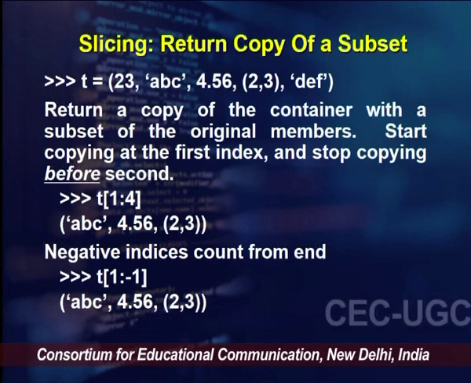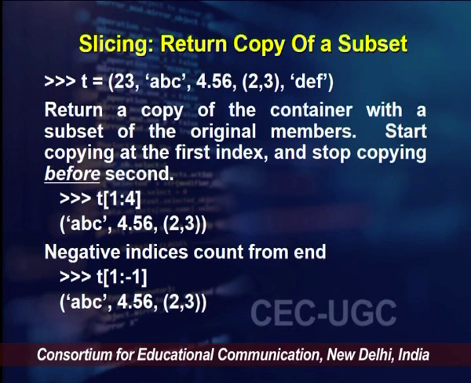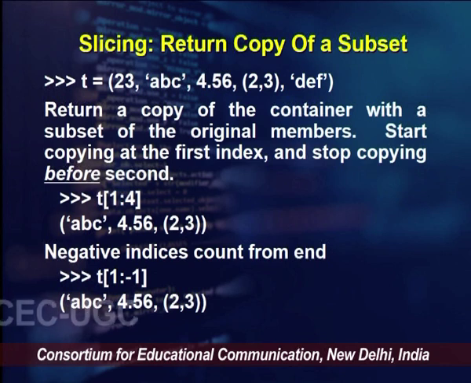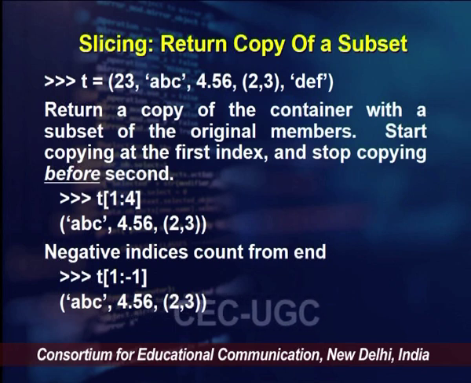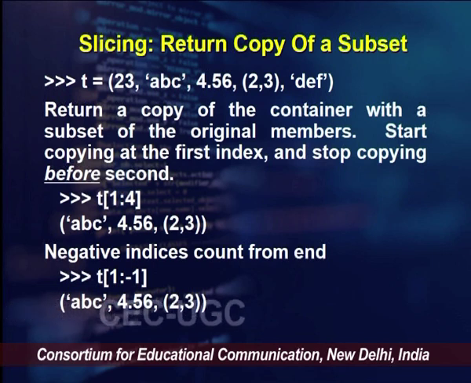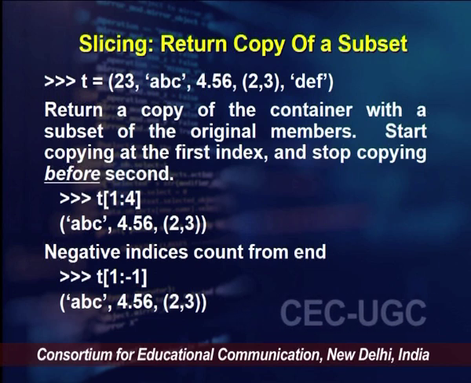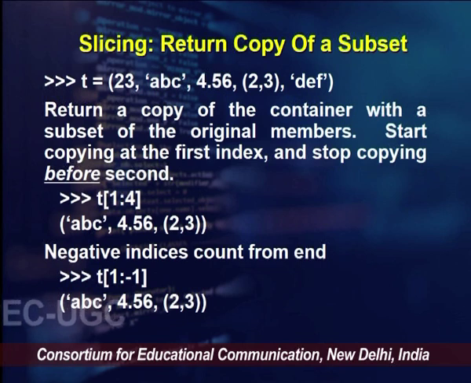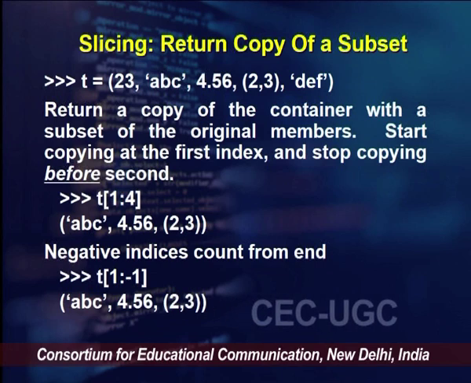So, we are going to start copying at the first index and stop copying before the second index. If you want to have the first, second and third character, you will write T and in the index you will write 1:4. Here 1 is the index from which you want to start slicing, okay, and 4 is the index before which you want to finish it. So, you will start at 1, which is ABC, and you want to stop at 4. So, before that is your 2.3, okay.